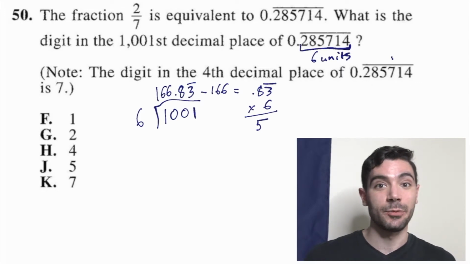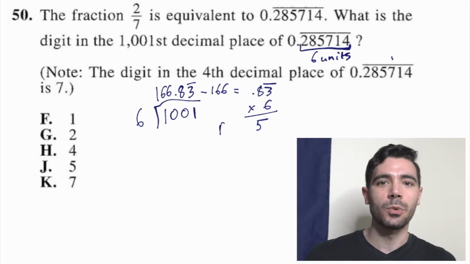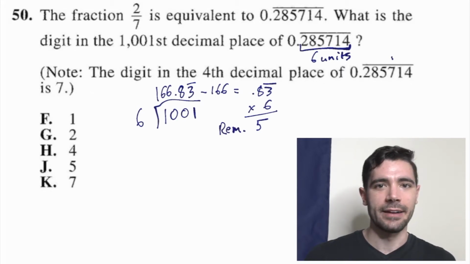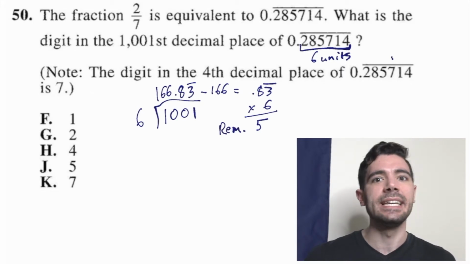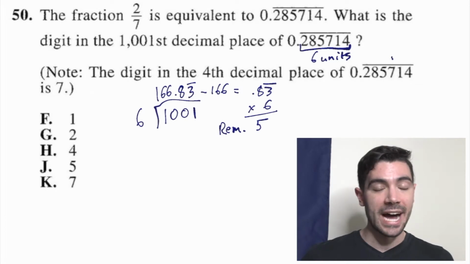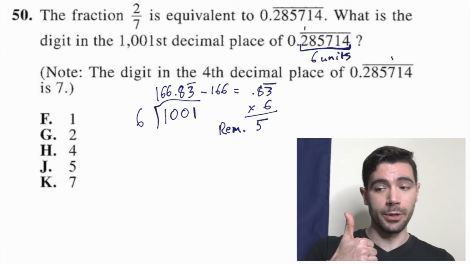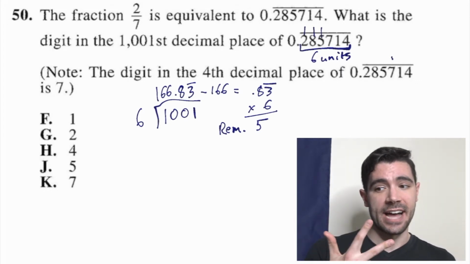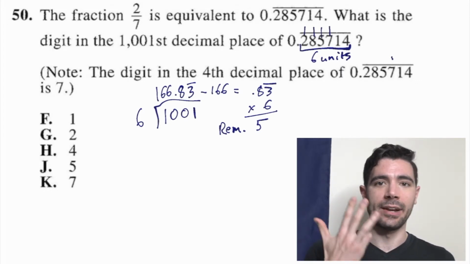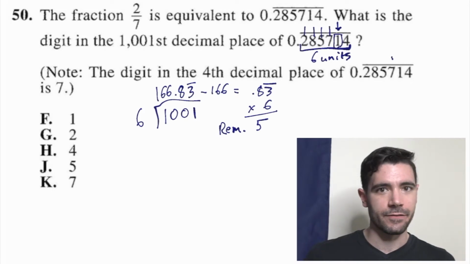So if we were doing this like we divided in middle school, you would say that the quotient was 166 remainder 5. Well, that remainder 5 is the second key number, because that means that we're going to count 5 units down the pattern to find the 1001st unit. 2 would be 1, 8 would be 2, 5 would be 3, 7 would be 4, and 1 would be 5. So the 1001st decimal place is 1, or answer choice F.